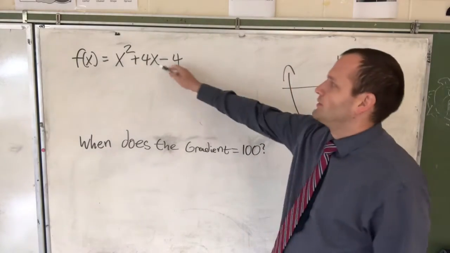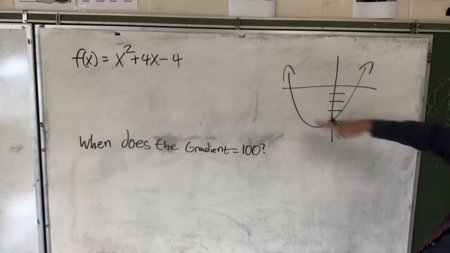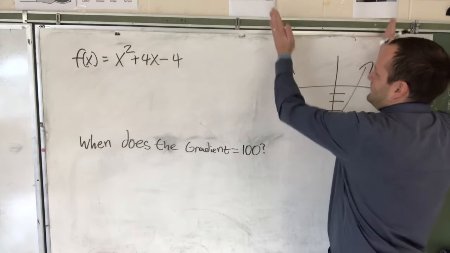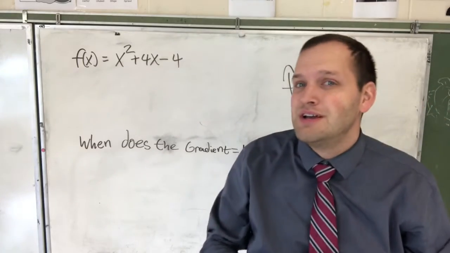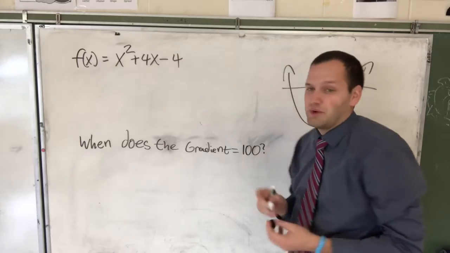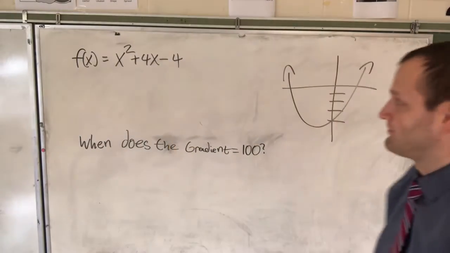So here we have an equation. It's the graph of x squared plus 4x minus 4. This is what it looks like. Now, as both sides of the graph continue out, it starts to get steeper and steeper. But at what x value does the gradient reach 100? So it's going up 100 per y value, okay?